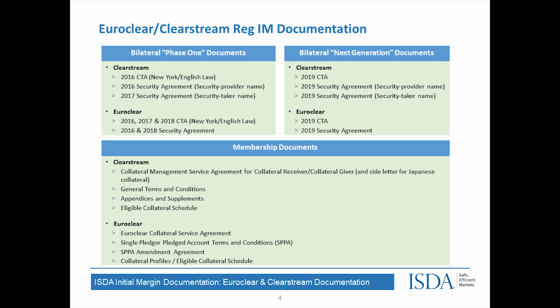So it's published in order to facilitate this Japanese securities posting. In addition, at the same time, not on the slide, there were two additional sets of amendment provisions which were published to be used with Japanese collateral. So that's the initial set of Clearstream documents.